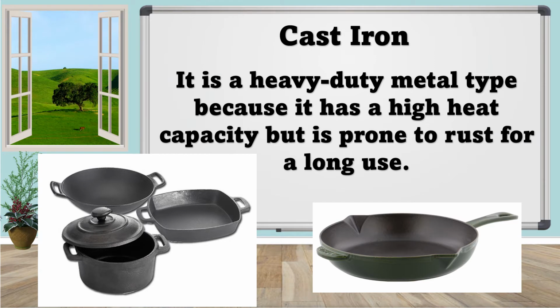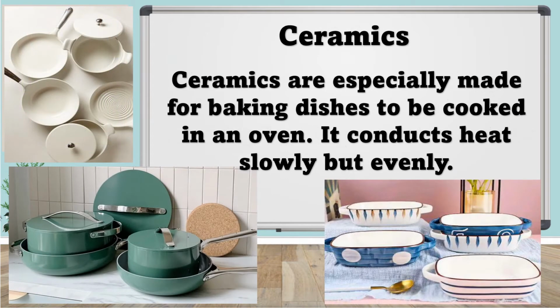Cast iron. Most of the cooking vessels are made from this heavy-duty metal type because it has a high heat capacity but is prone to rust for a long use. Ceramics are especially made for baking dishes to be cooked in an oven. This is fragile but has the capacity to absorb heat. It conducts heat slowly but evenly.